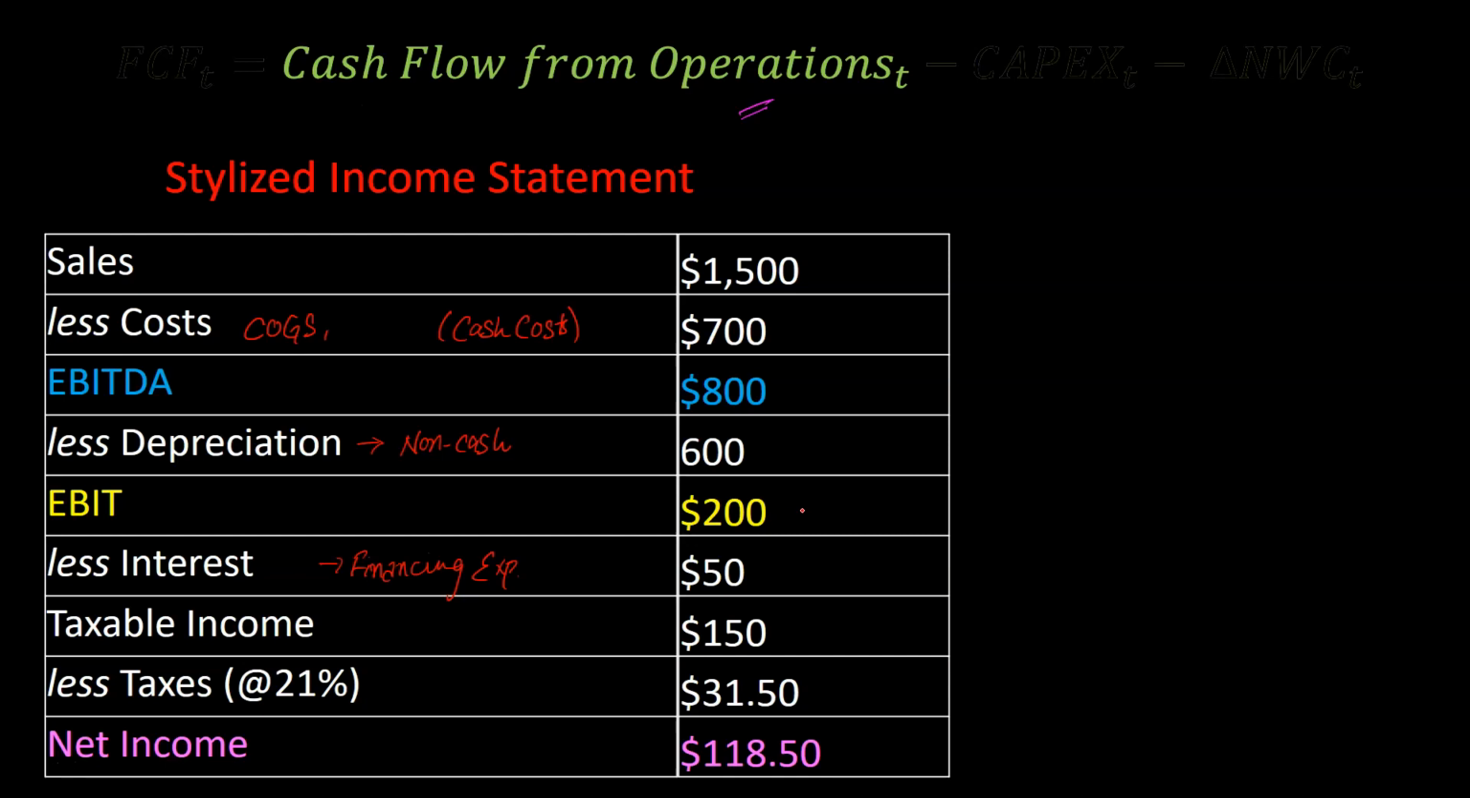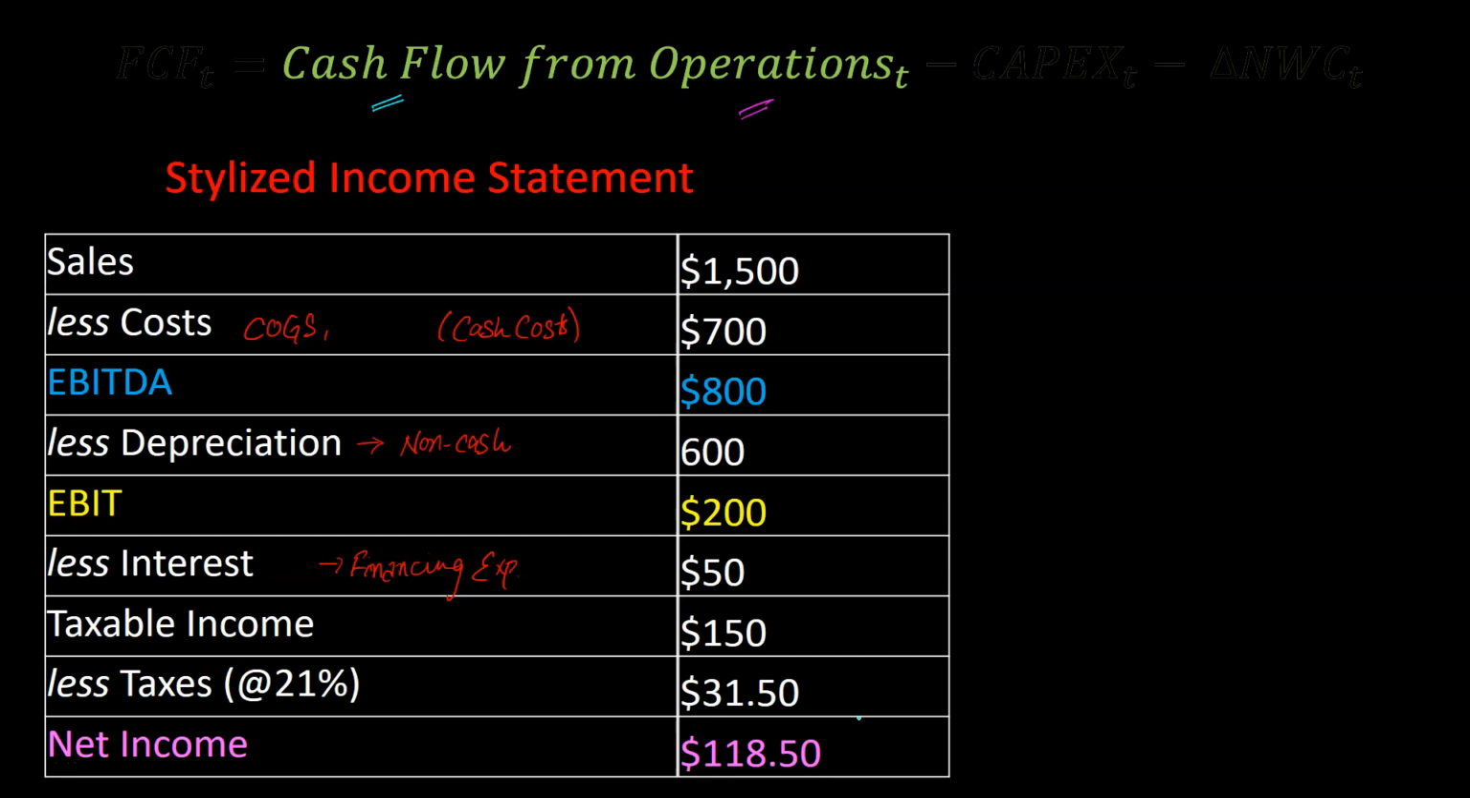Let's further assume that you're going to be funding this project partly with debt. So you will have some interest expense, which is a financing expense. Let's suppose that's going to be $50, which means that next year you're expecting your taxable income to be $150. If your flat tax rate is 21%, this means that you are going to have taxes of about $31.50, which means that next year you're expecting net income of about $118.50. Now, our objective is to figure out how much is the cash flow from the operations of this project that we're expecting next year.